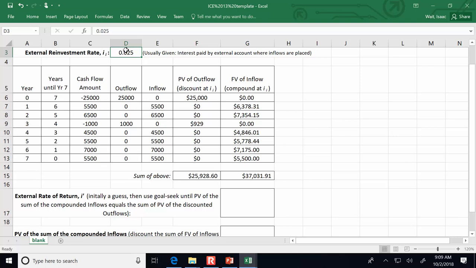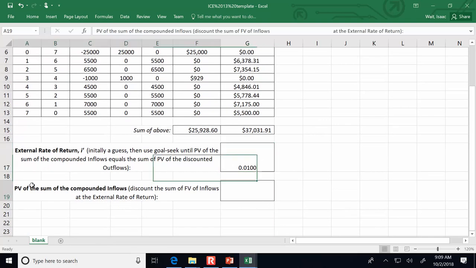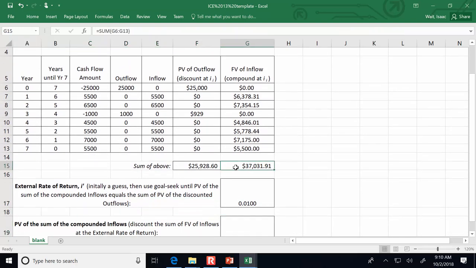So we're not going to play around with this. That's fixed. It's given. But we have to start with a guess of the external rate of return. So maybe it's 1%. I'll just put in 1% to begin. Now, what this says is find the present value of the sum of the compounded inflows. So here's that. Here's the sum of the compounded inflows. So let me just label it to make it unmistakable. Sum of the compounded inflows. So what this is saying is, find the present value of this and use this guess value of the interest rate to do it. Some of you aren't watching. You'll be the ones that I'll have to show later.